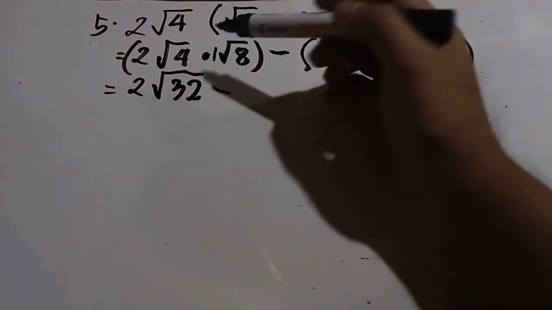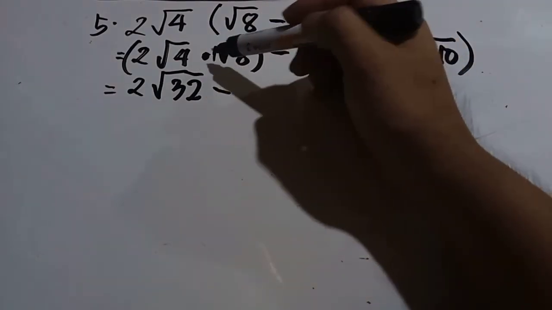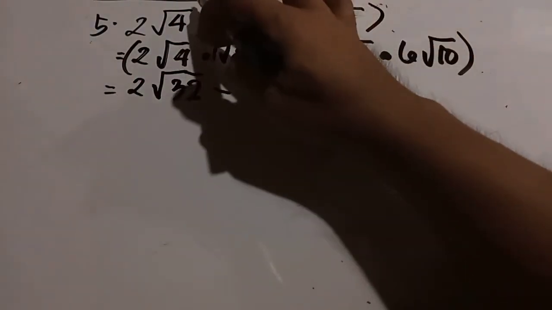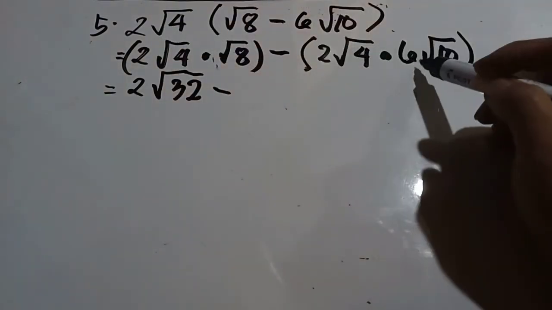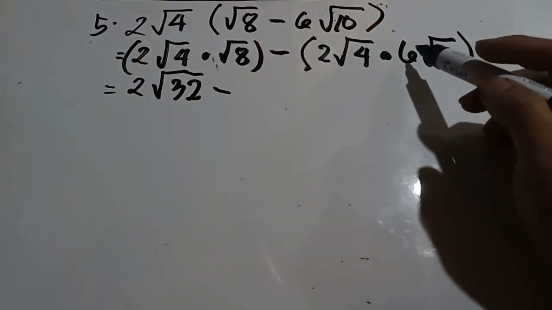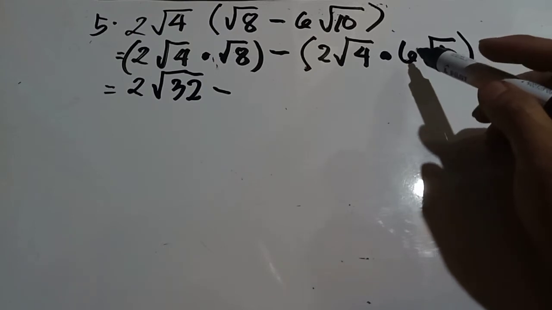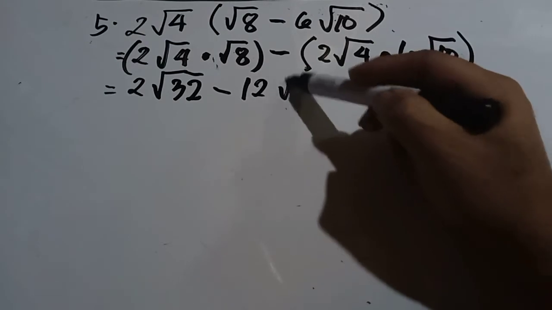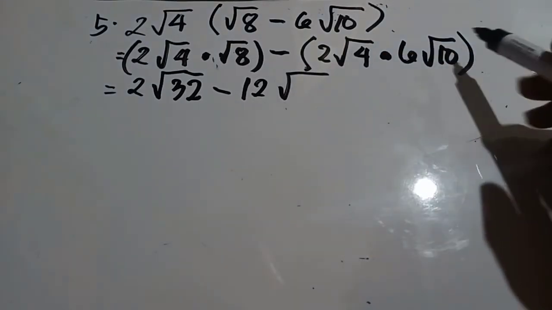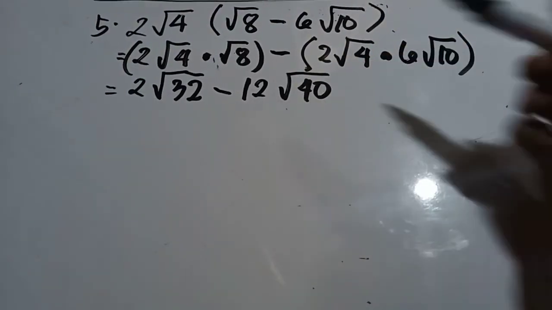Okay, minus 2 times 6. Multiply natin 2 times 6, kasi ang 2 times 1, that is 2, so pwede natin hindi na ilagay dyan, ha? Okay, so 2 times 6, that is 12, right? And square root of 4 times 10, that is 40. Next, what will you do?